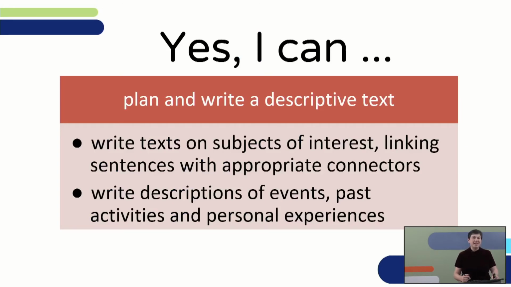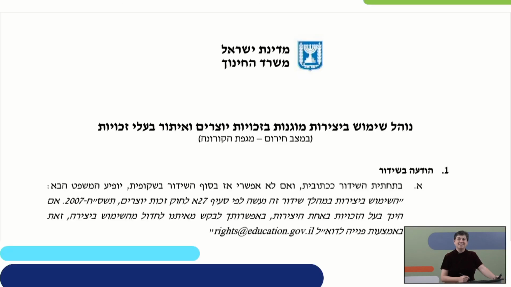Let's look back at the beginning. I said that by the end you'd be able to say yes. Yes, I can plan and write a descriptive text. Can you? I'll bet you can now. Can you write text on a subject of interest, linking sentences with appropriate connectors? Yes, you can. Can you write descriptions of past events, activities, and personal experiences? Yes, you can. Thank you.